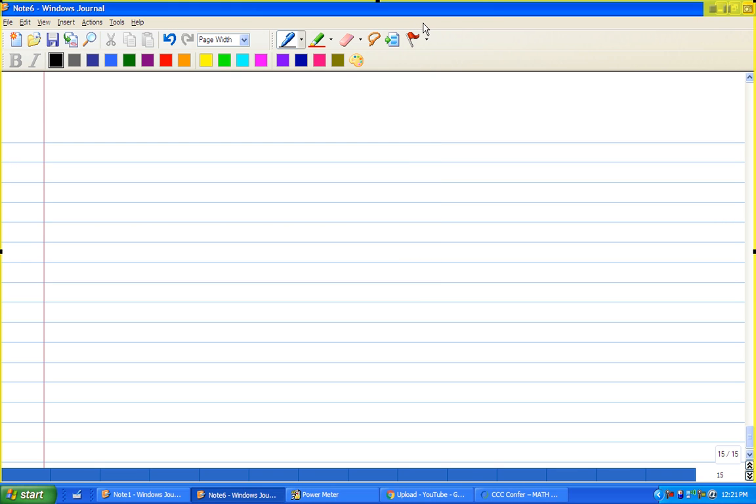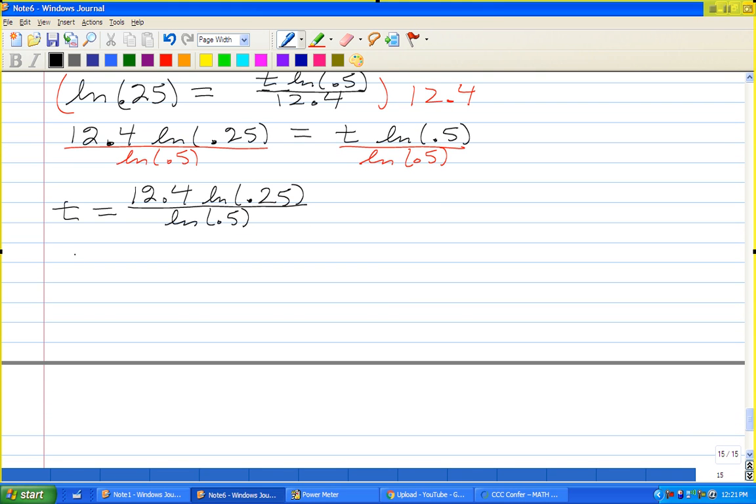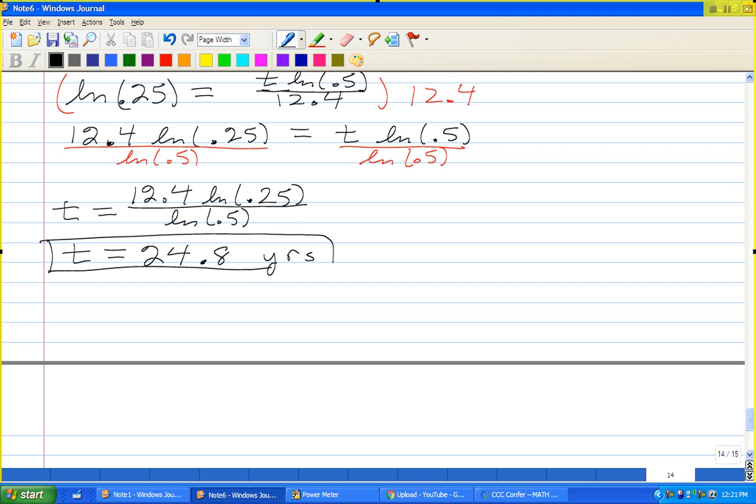Well, if you plug into your calculator, it should come out to a nice number. So ln 0.25 over ln 0.5 is 24.8 years. Oh, wait, it didn't say. So it's 24 years and approximately 10 months or something. So that's A and B.